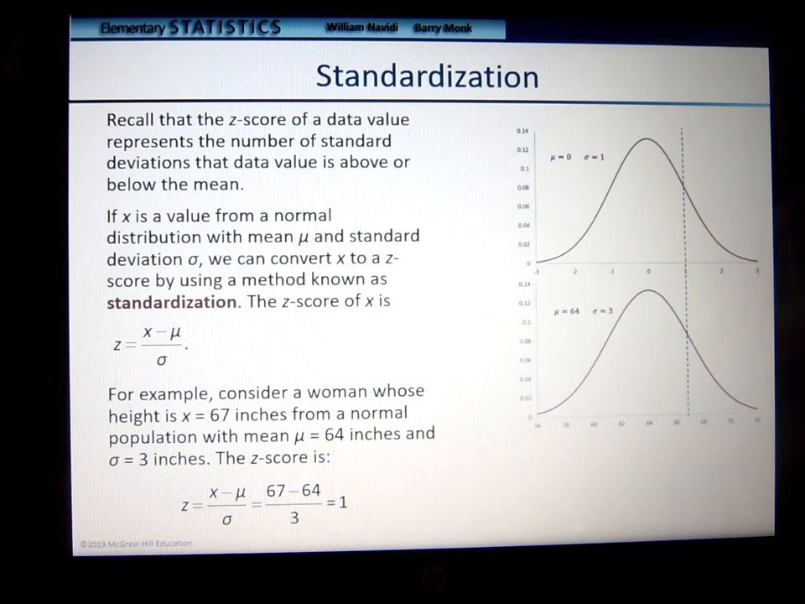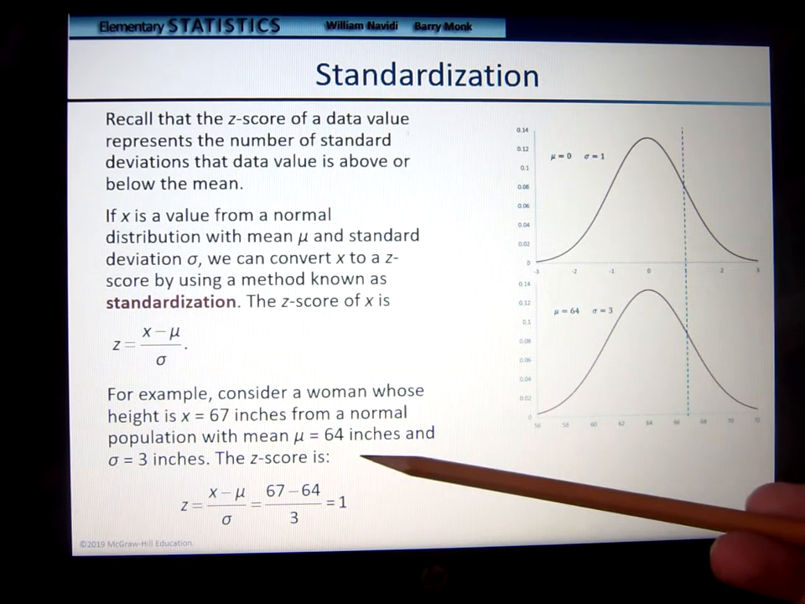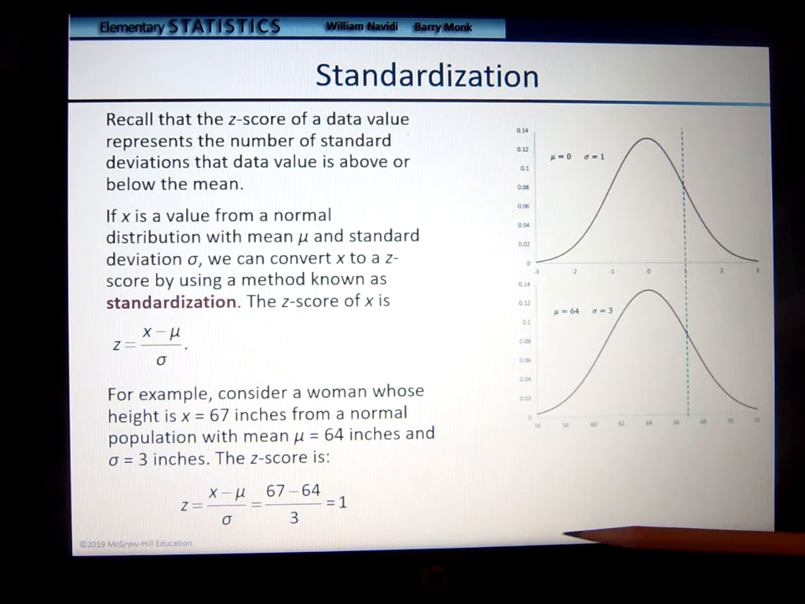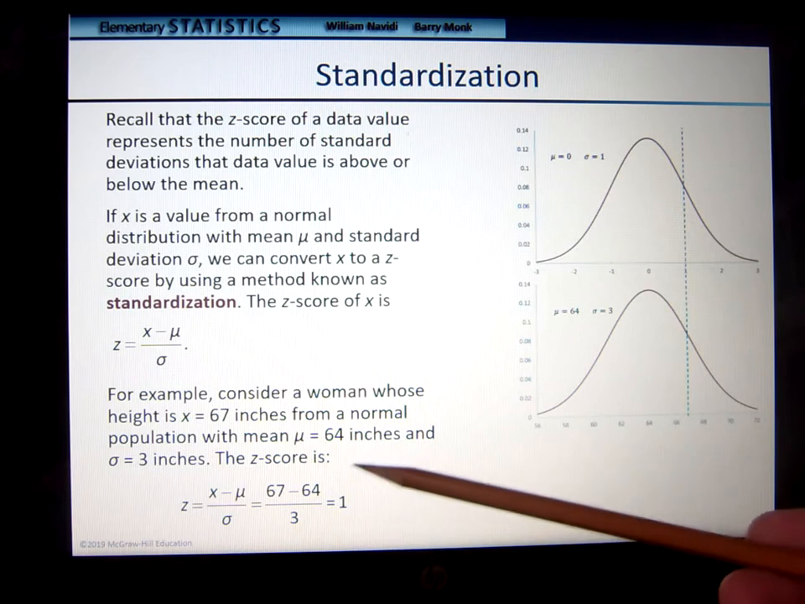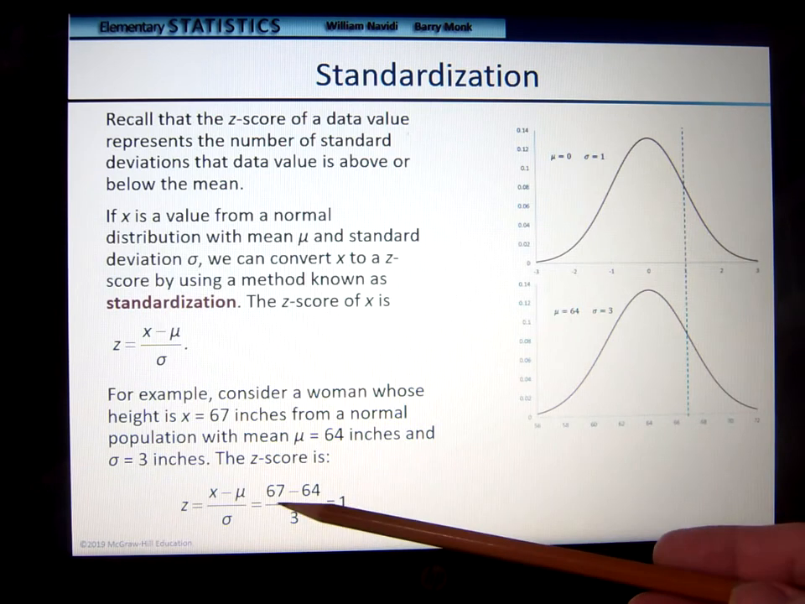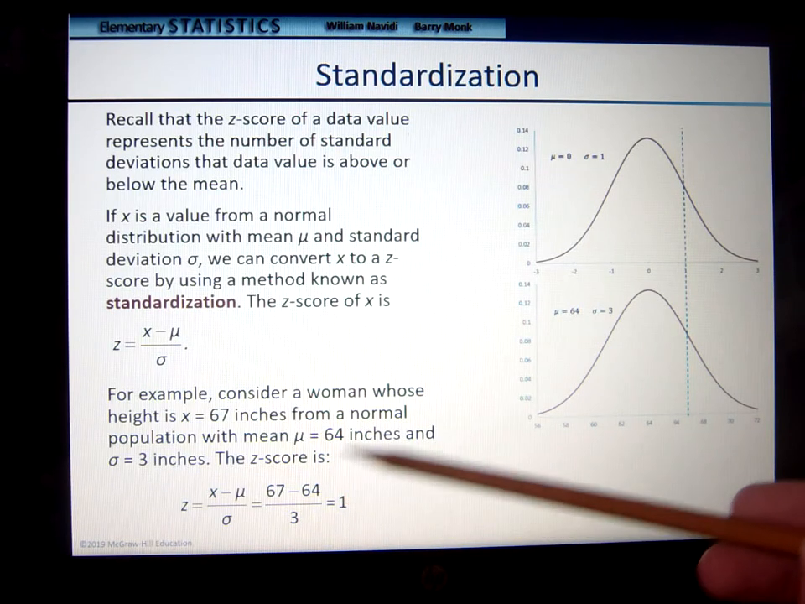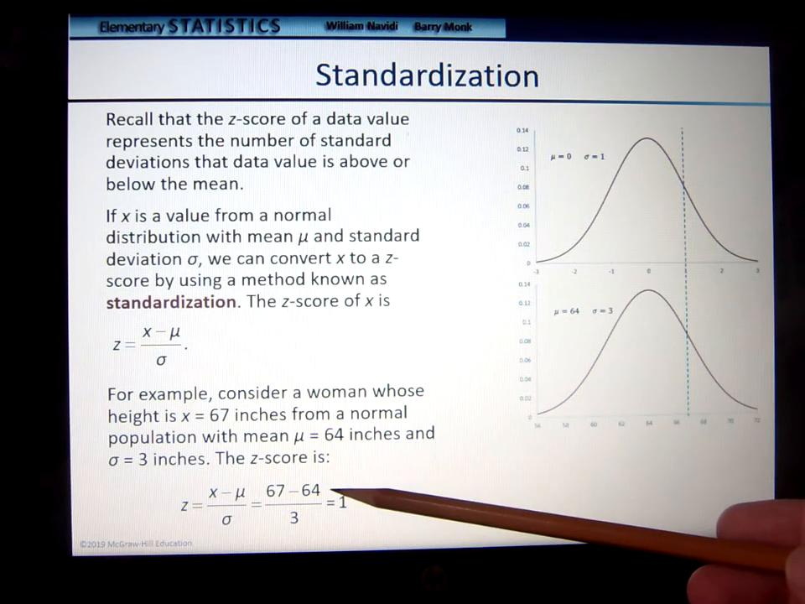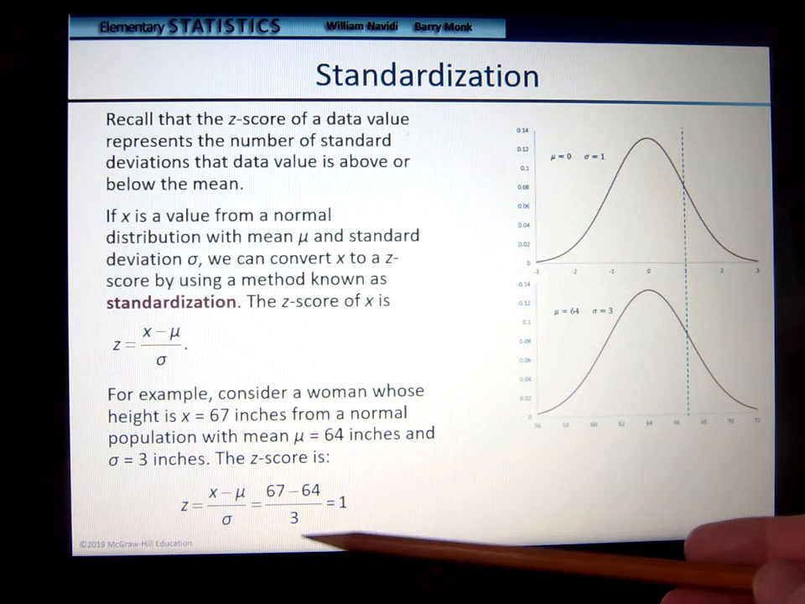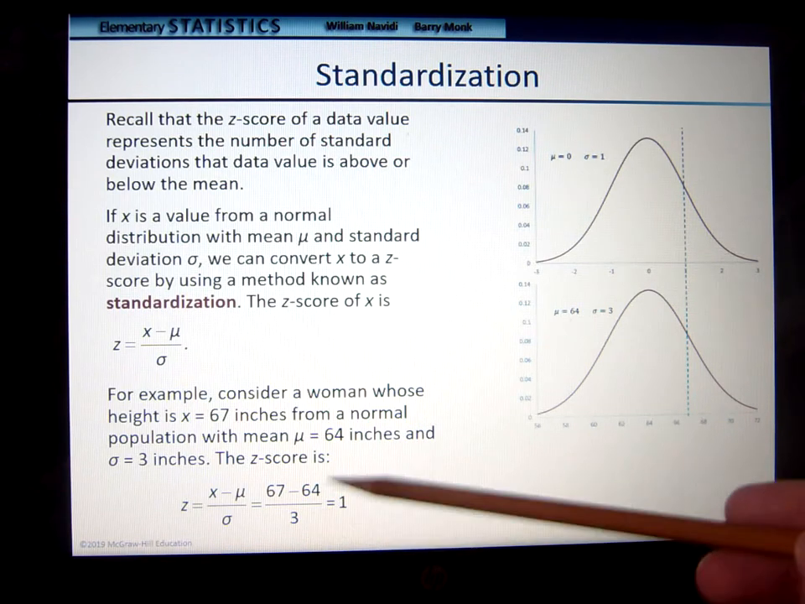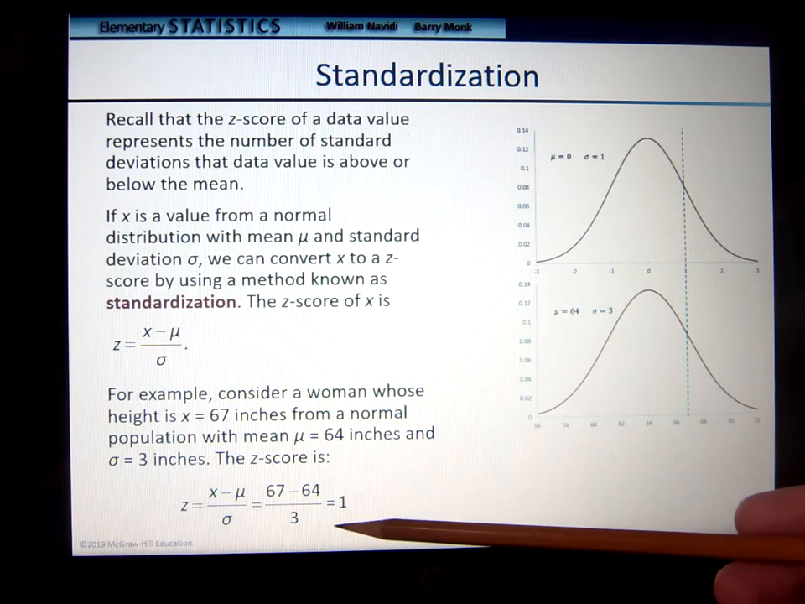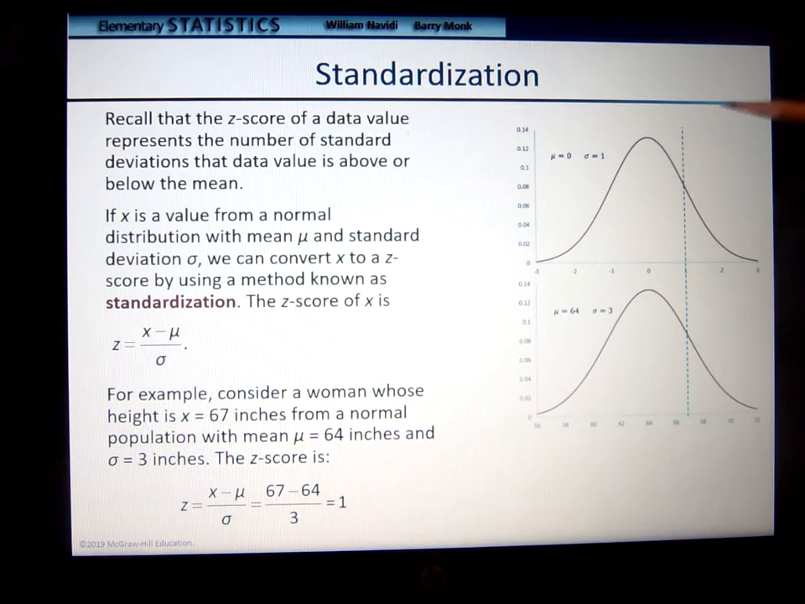So for example, consider a woman whose height is 67 inches from a normal population with a mean of 64 inches and a standard deviation of 3 inches. The z-score would then be, x would be the 67 that we're looking at, the mean is the 64, that is the mean score of the population, and 3 is the standard deviation. When we do all of that, we will find that our z-score is actually 1.